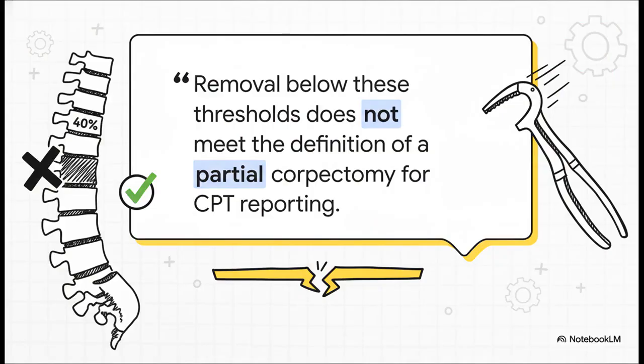And here's why this is so important. If the surgeon's report says they removed, say, 40% of a cervical vertebral body, guess what? It doesn't meet that 1/2 threshold. So for coding purposes, it doesn't count. You cannot use the partial corpectomy code. This is an absolute make or break detail.